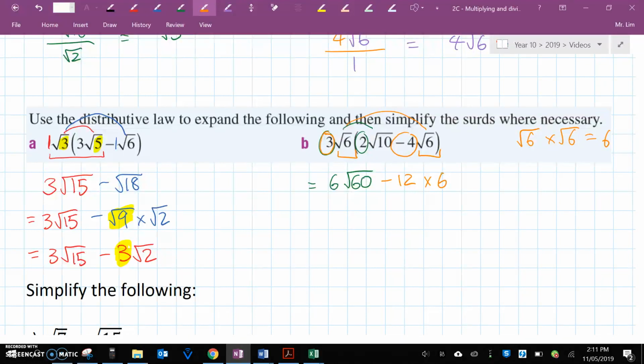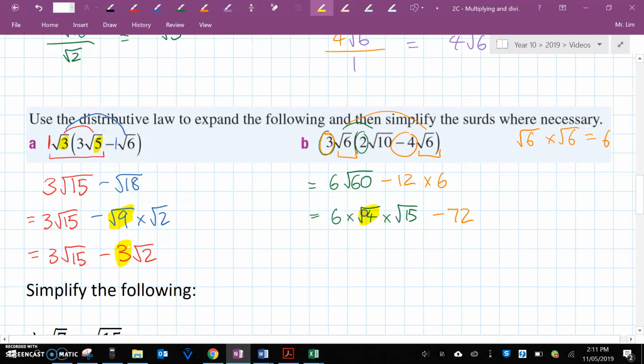Okay, so let's split this off. Here we've got 60. Can we think of one number that's a factor of 60 that is also a square number? I can think of the number 4. So I'm going to split this into 6 times root 4 times root 15, because 4 times 15 is 60, minus 72, because 12 times 6 is 72.